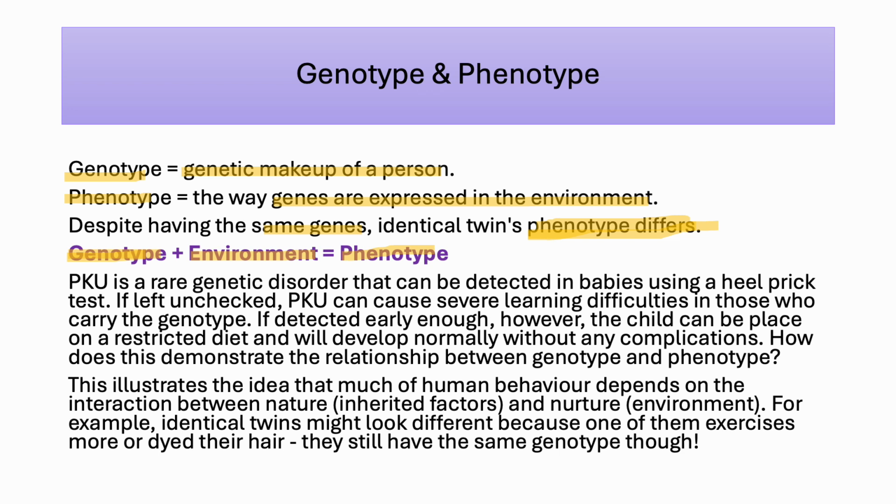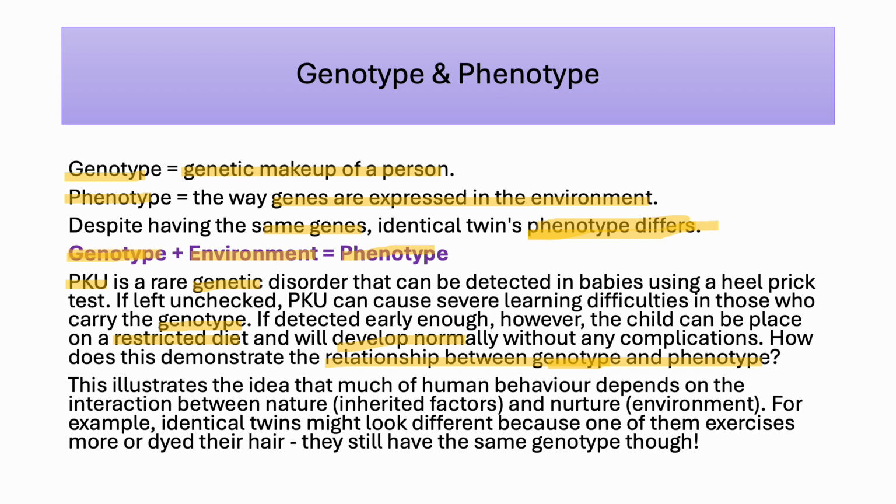And another example here is PKU, which is a rare genetic disorder. So it's passed on through genetics, through the genotype. And PKU can cause severe learning difficulties in those who have that genotype. But the element here, the phenotype element, is that the child can be placed on a particular diet and that can allow them to develop normally without any complications. So that demonstrates the relationship between genotype and phenotype, because although they've got the genotype of PKU, through the environment they can prevent PKU being expressed as the phenotype.